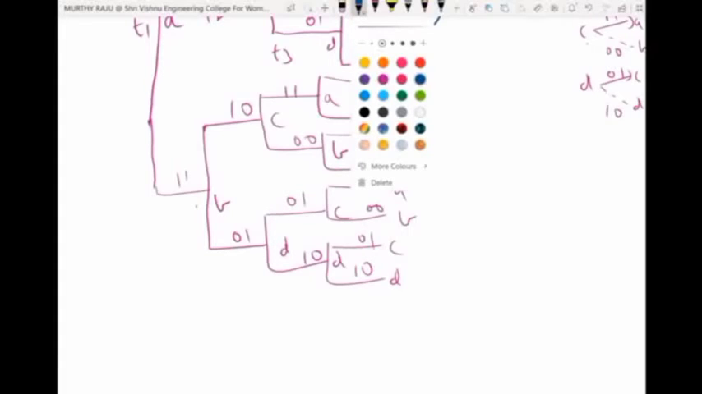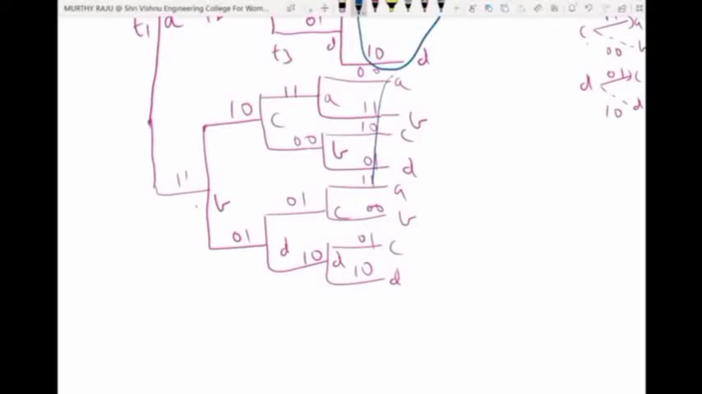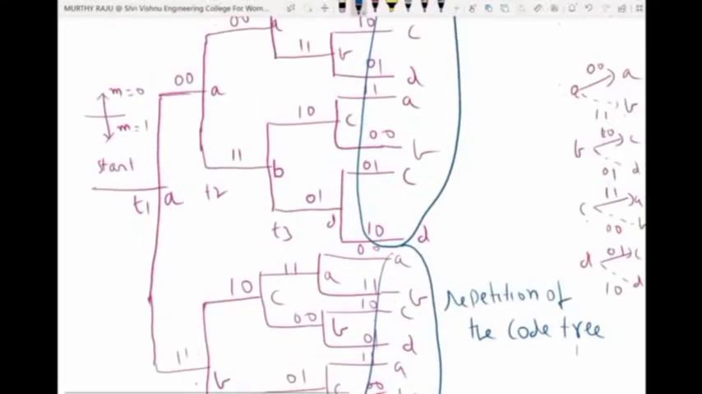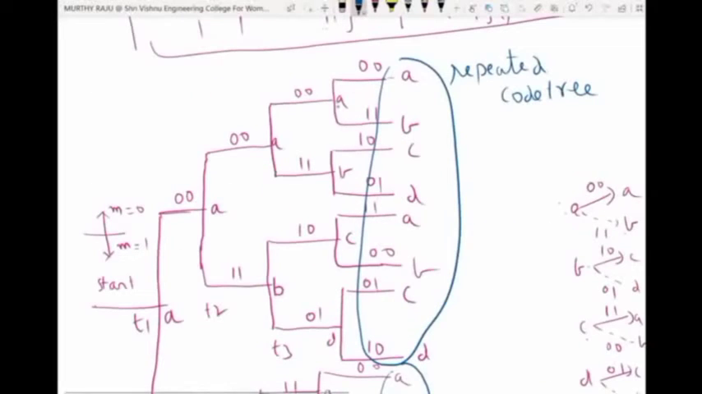Again, consider this lower portion. The structure is the repetition of the code tree. Here state transitions take place. Let A be the current state. Here it goes to A, that means A is the next state. Here A is the current state, B is the next state, with outputs 0 0 and 1 1.